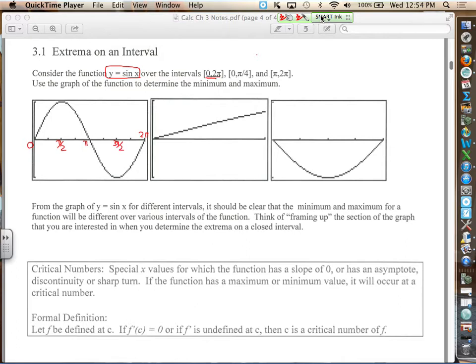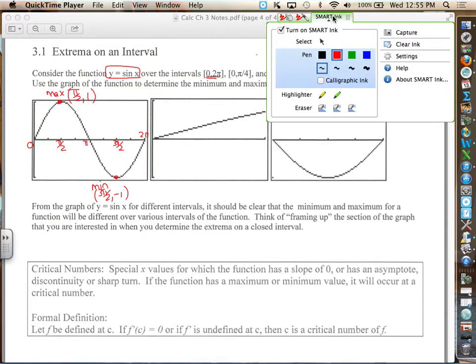If I ask you to find the maximums and the minimums, you're probably going to say the max is right here. When x is pi over 2, the height is 1. And that's a minimum when x is 3 pi over 2, the height is negative 1.